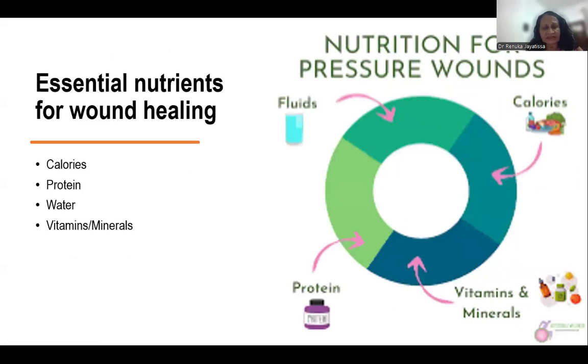What are the essential nutrients for wound healing? The same as for all of us, we need calories. That means we need energy. We need protein. That is the most important part in wound healing. And then the water, that's hydration. This is very much important. And the next one is vitamins and minerals. So these are the 4 components really needed when we are looking at the wound healing process.